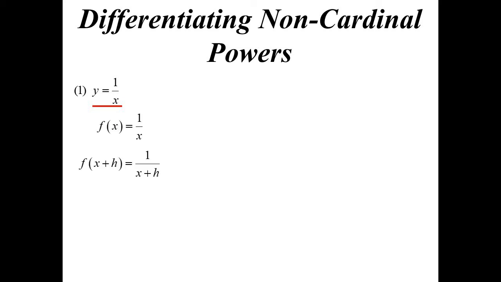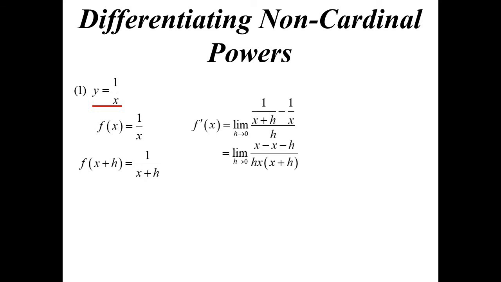So function x will be 1 on x. So function x plus h, 1 on x plus h. Sub it into our formula. Okay, let's play around with this. We'll get a common denominator of h, x plus h. So the first fraction, what's different? It's just x on the top, minus the second fraction, it'll be x plus h, so minus all of x plus h. The x's cancel.